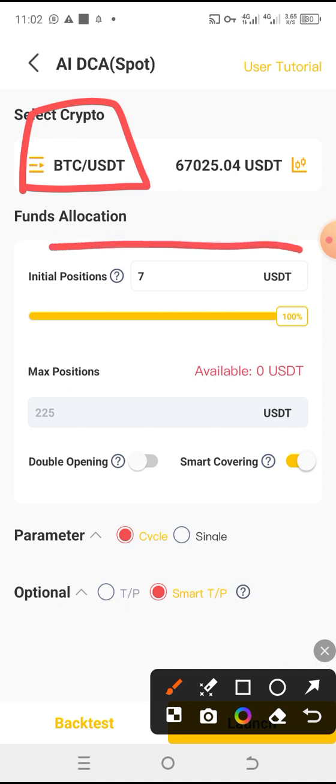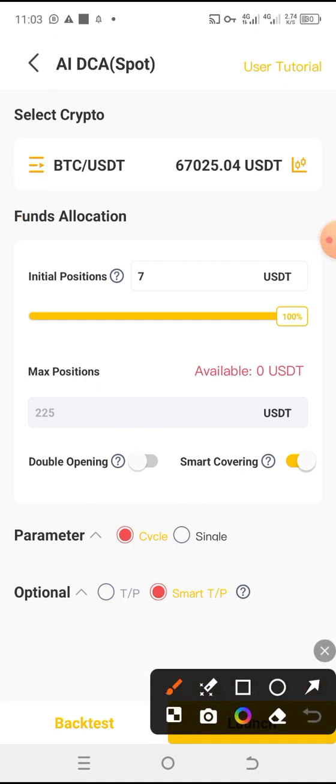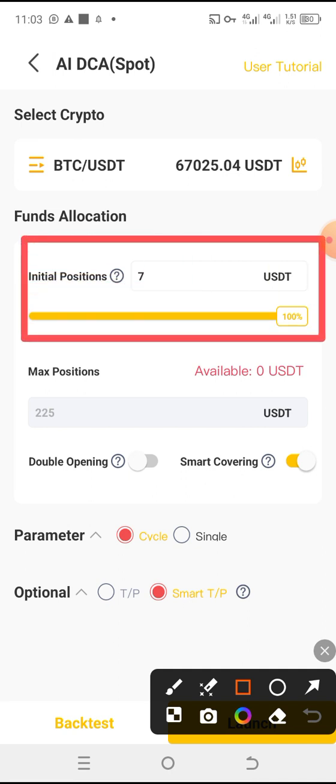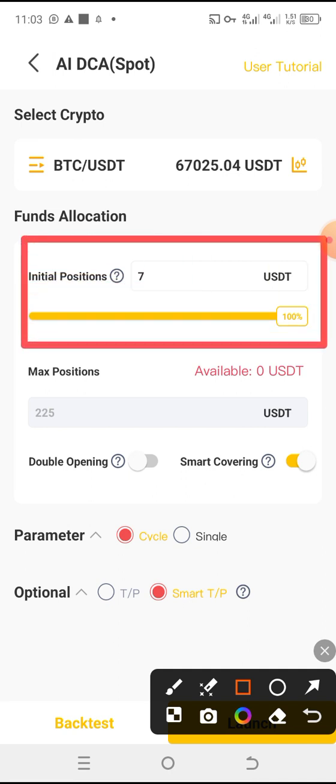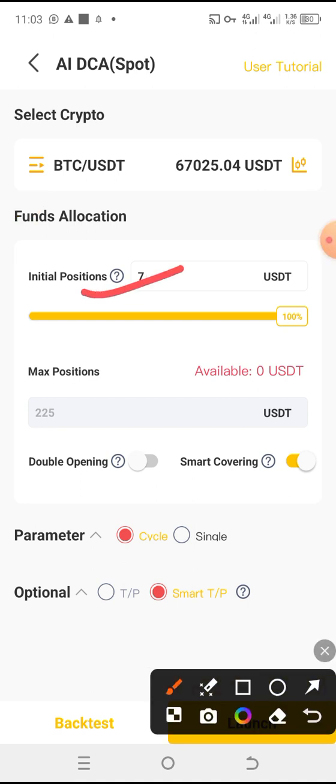Okay, this is another one I want you to look into. Probably I would love to use the box. So let me use the box. This one I want you to look into. This is the initial position. Initial position simply means the initial amount of trade. That means the first thing you want to trade, how much is it? What exactly are you trading at the first instance?